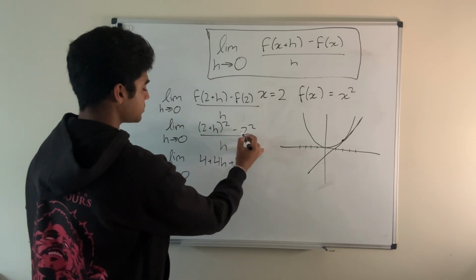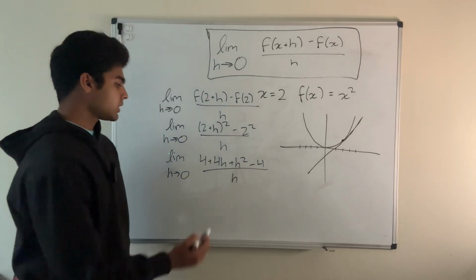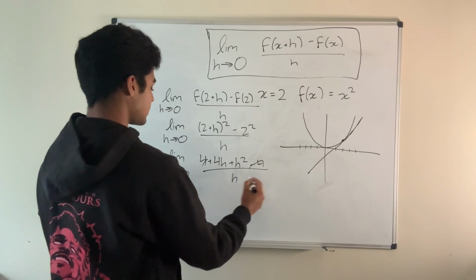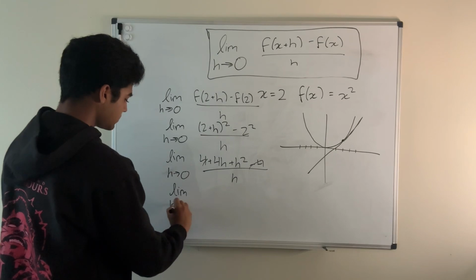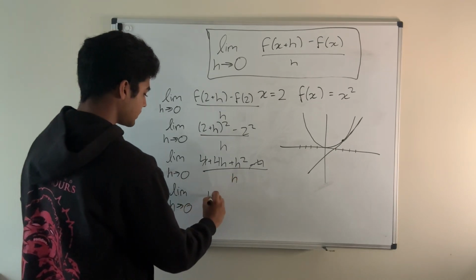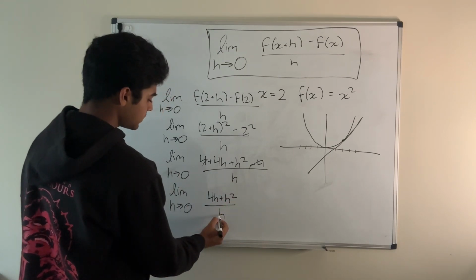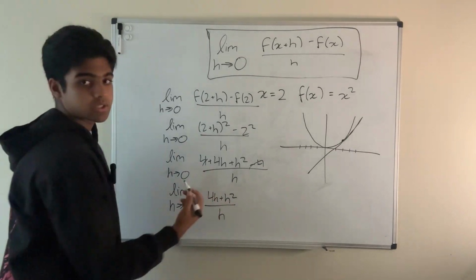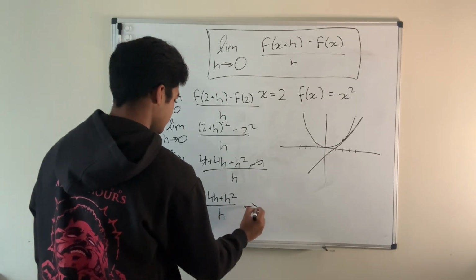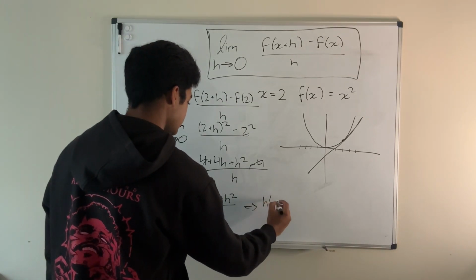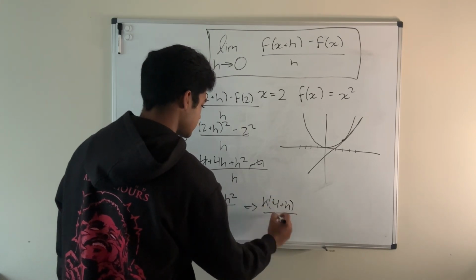Okay? And then minus 2 squared, which is just 4, all over h. Now we can see that this 4 and 4 cancel out. So now we're left with the limit as h approaches 0 of 4h plus h squared over h. And here you see that we can factor out this h in the top, right? So here we can make this into h times (4 plus h) over h, and then this and this cancel out.